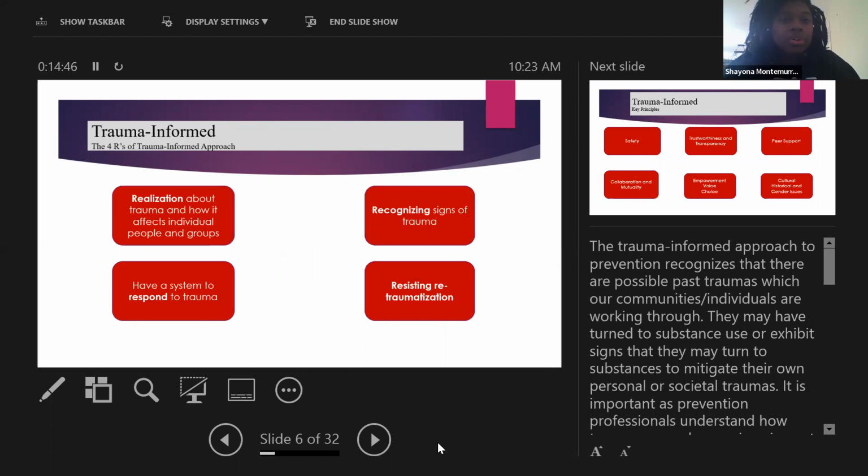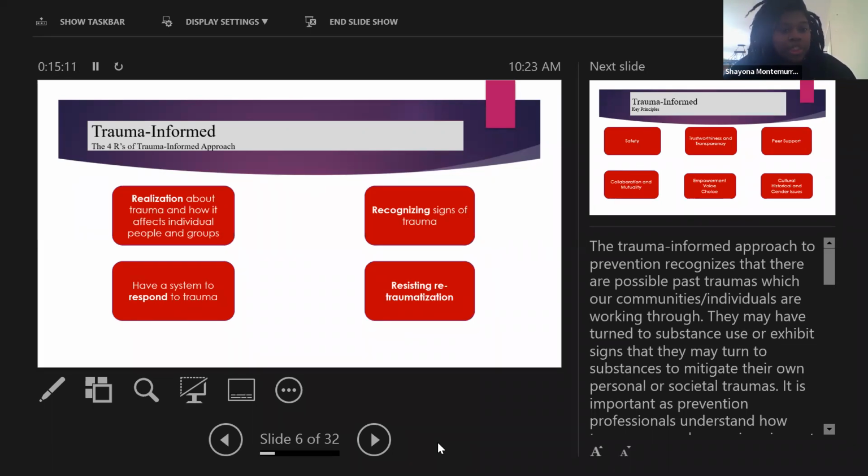Understanding trauma. So these are the 4 R's of trauma-informed approach. The trauma-informed approach to prevention recognizes there are possible past traumas which our communities and individuals are working through, as we said before. As we also said before, they may turn to substance use or exhibit signs that they may turn to substance abuse to mitigate their own personal or societal traumas.